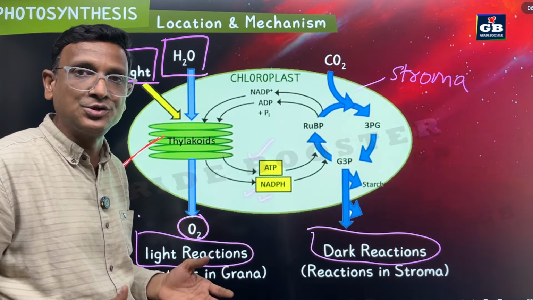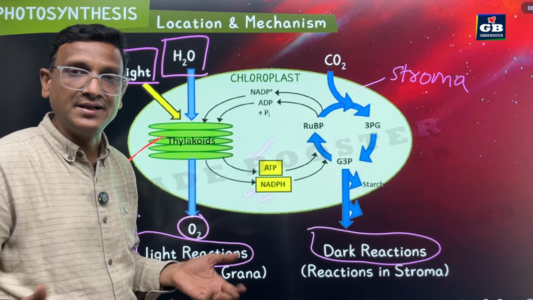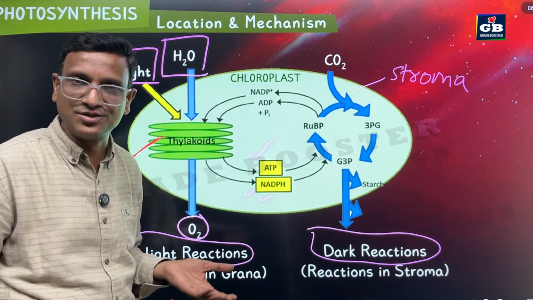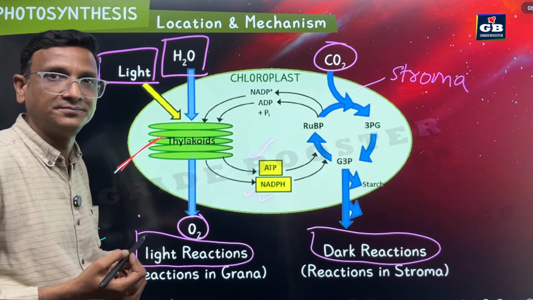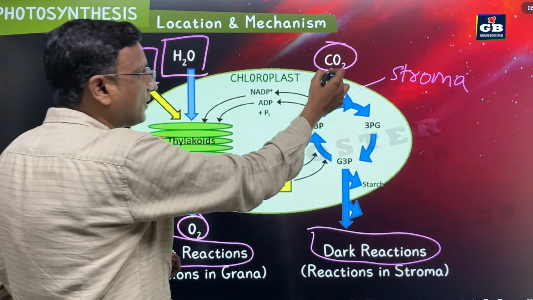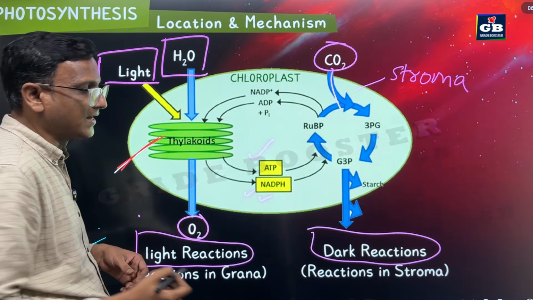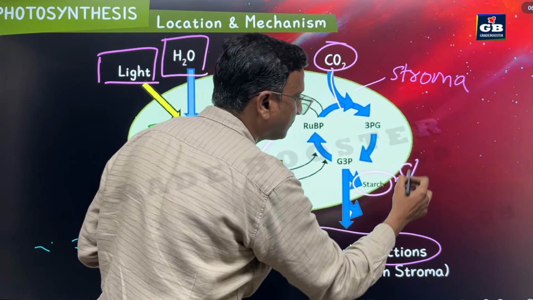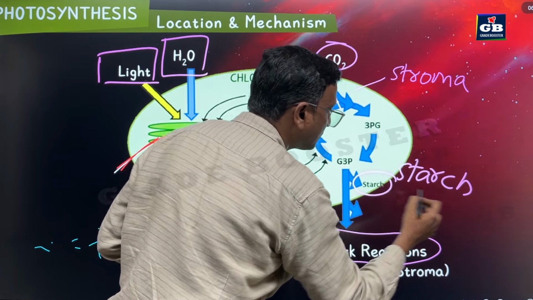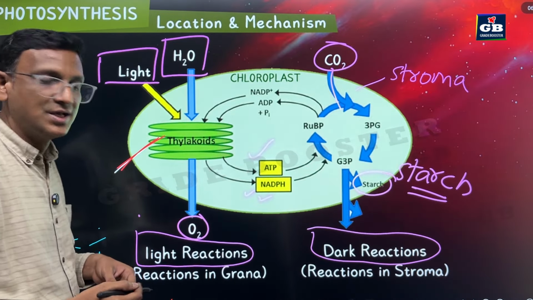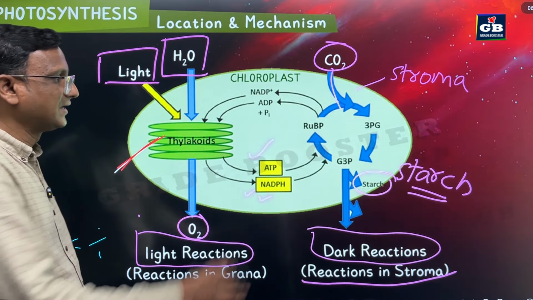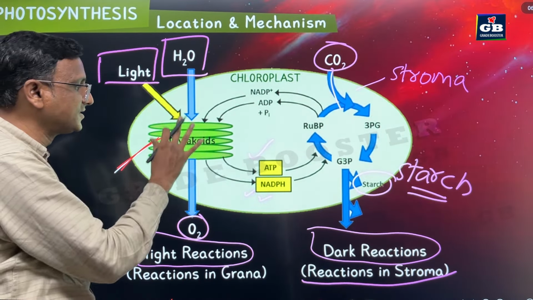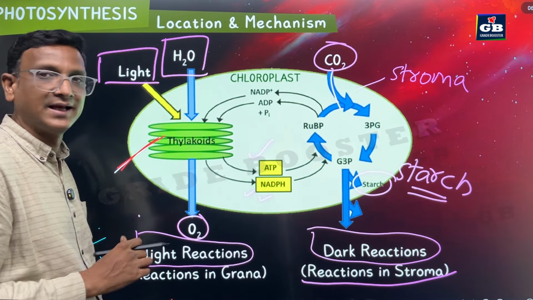Dark reactions are also called light independent. They may happen in presence of light or in absence of light. So what is required here? Carbon dioxide is required. The carbon dioxide is taken in and it is converted to starch. This is the final product in the dark reaction. So where are these dark reactions taking place? They are taking place in the stroma. Light reactions in the grana, that is in the thylakoids.